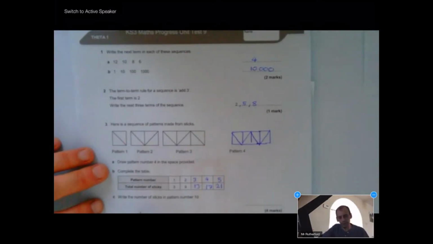Okay, write down the number of sticks in pattern number 10. Now I could keep on adding on each time until I get up to pattern number 10, and you get full marks if you do that. Or I could spot that these numbers are 1 more than the 4 times table. So 4 times 10 is 40, add 1 is 41.